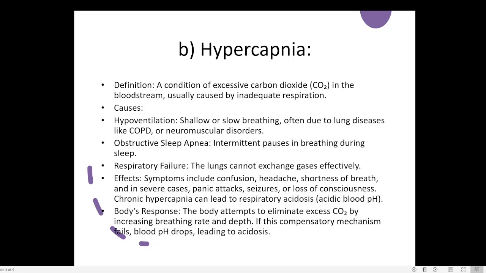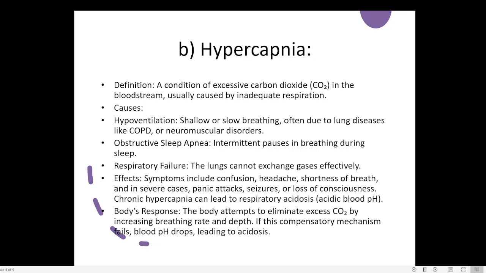Hyper means more, capnia refers to carbon dioxide. So it's a condition of high carbon dioxide in the bloodstream, usually caused by inadequate respiration. So in our blood there is an excess amount of carbon dioxide. Carbon dioxide is only present in our body in a minor quantity. If there is an excess of carbon dioxide in your blood, that will cause a lot of problems. And before that, let's understand what the causes of hypoventilation or excess carbon dioxide are.